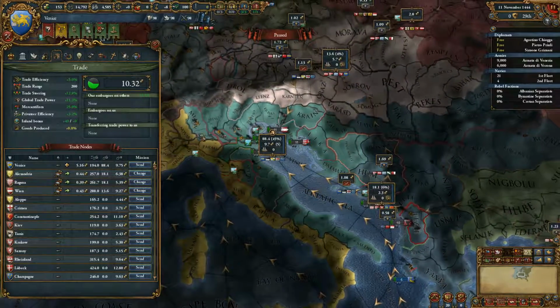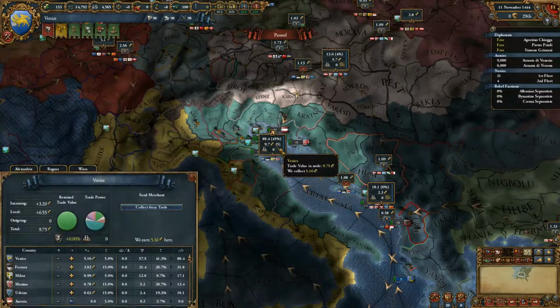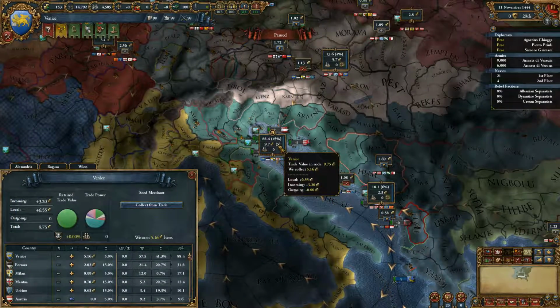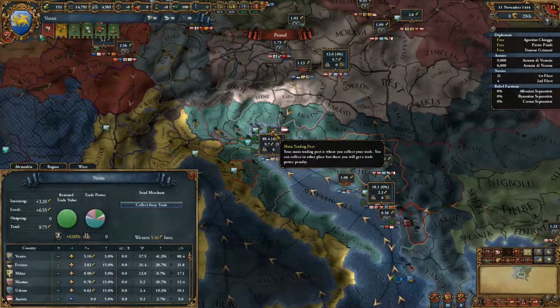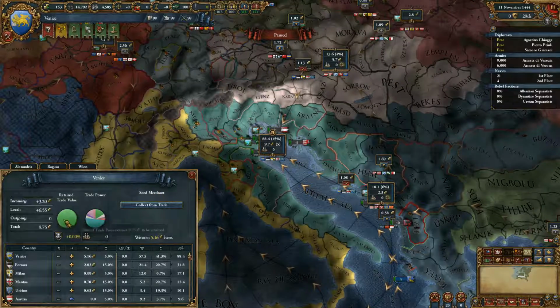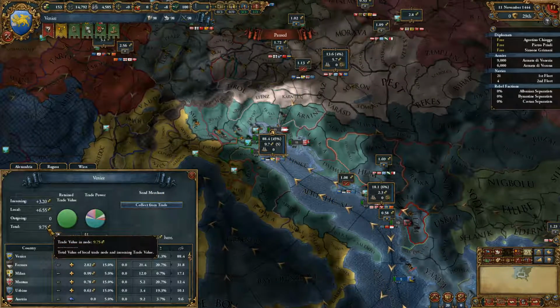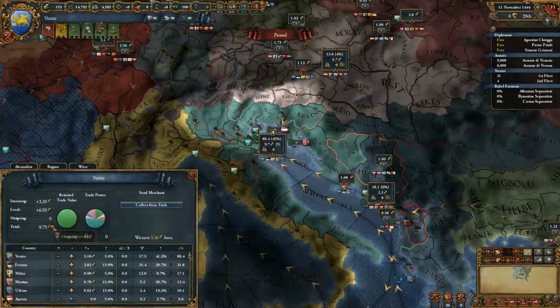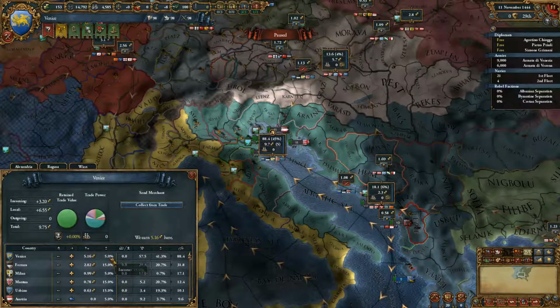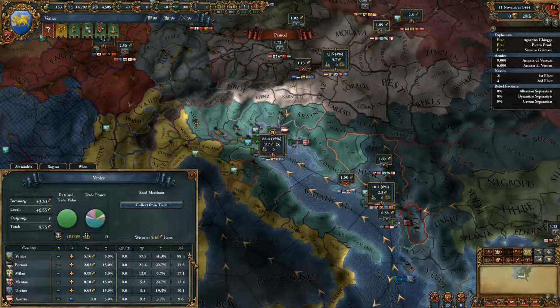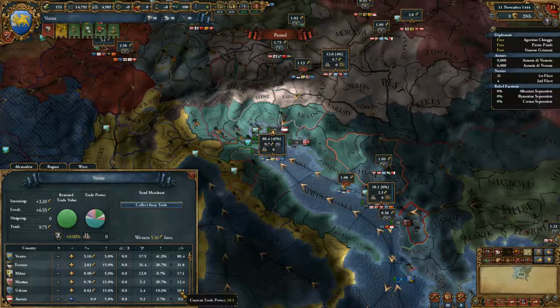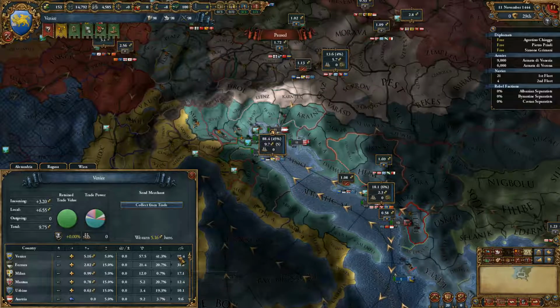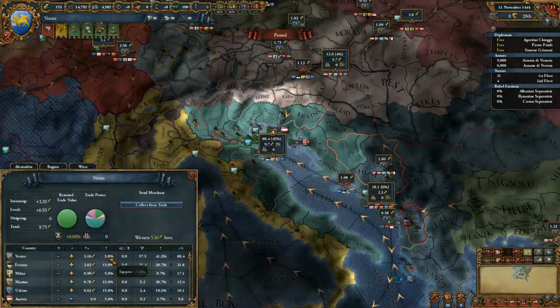So, trade node. This is the Venice trade node. This is the trade value, incoming and local. Nothing's going out. And these are the trade powers.